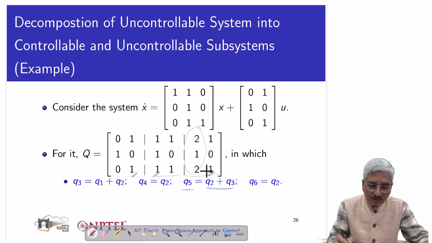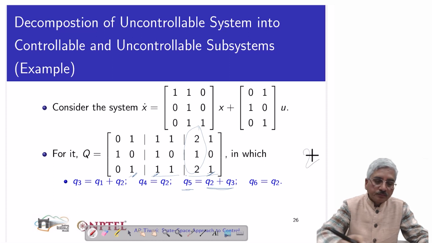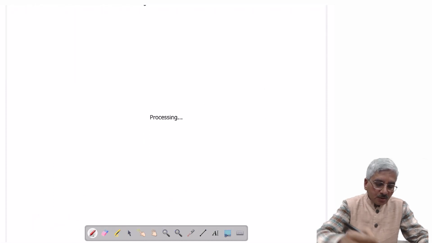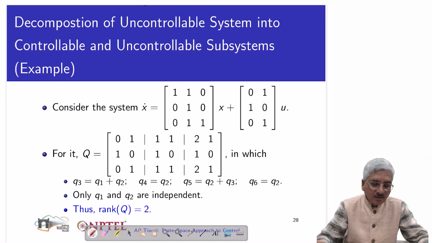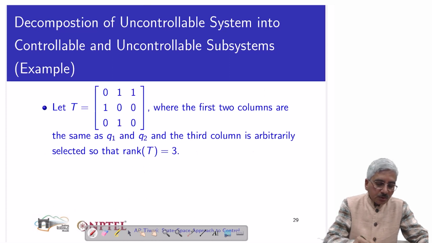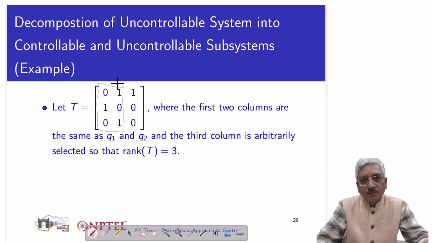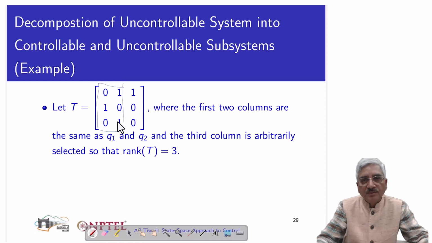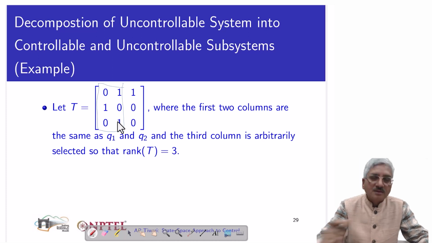So what it means is that the rank of Q is only 2. Q has only two independent columns, which are Q1 and Q2. The rank of Q is 2. And so the T matrix we make, we will choose those two columns the same as the independent columns of Q. These are indeed B only, because AB is dependent on B. So we get this. And the third column we have to select.